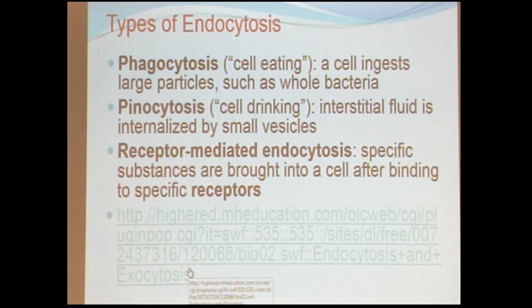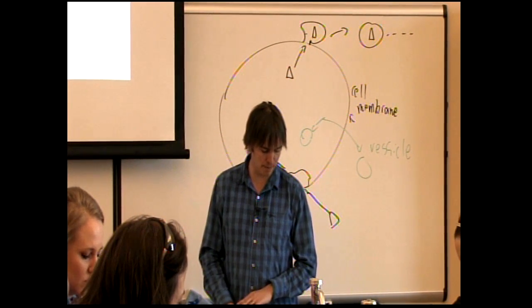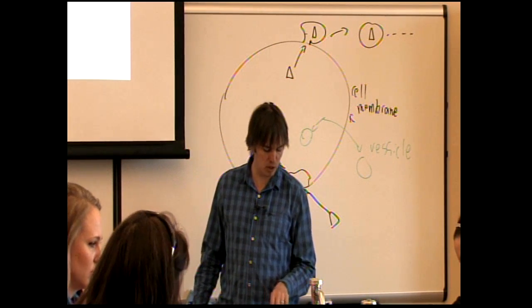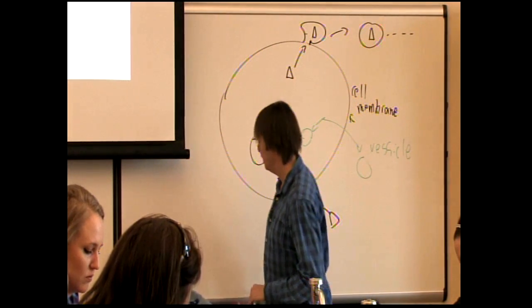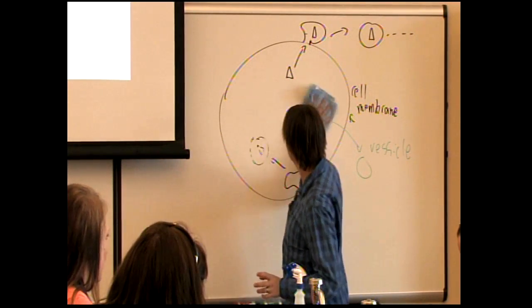Anything else? I gave you just 3 things to learn, but they were all pretty complicated. Yeah, so B, basically simple diffusion, facilitated, and active. I think the best way to show that is with a table, probably.